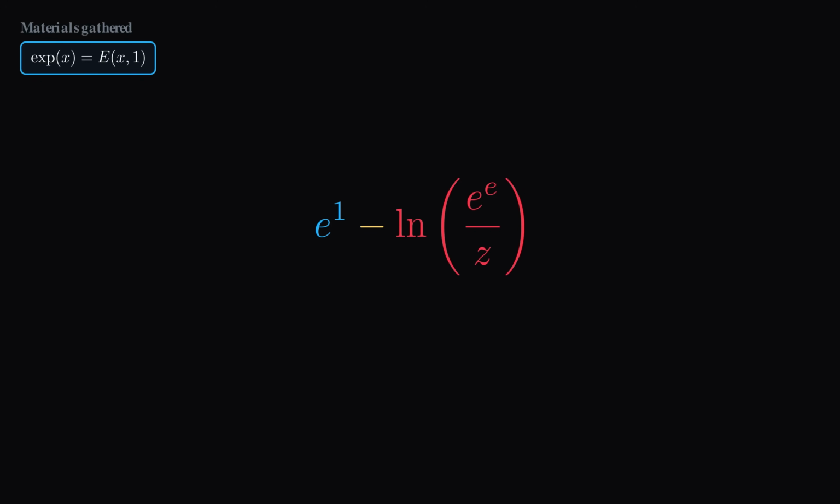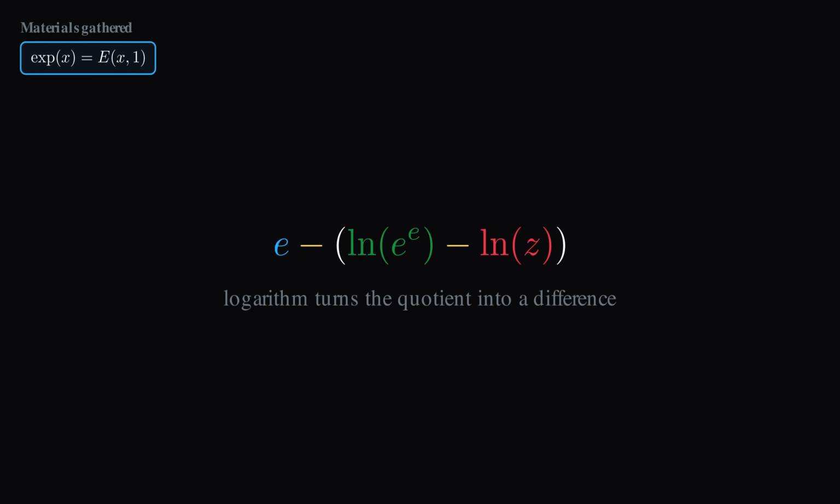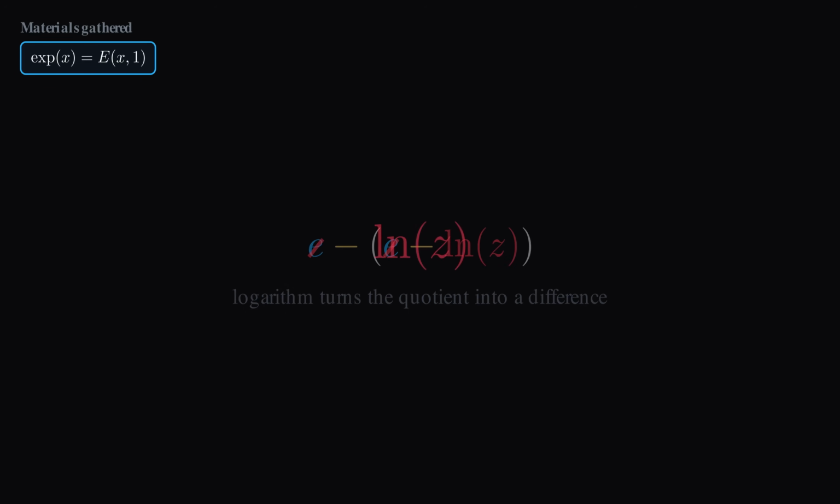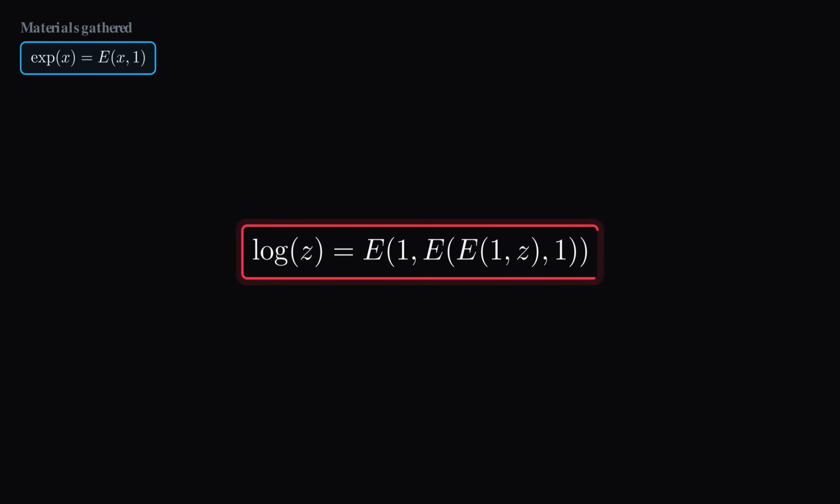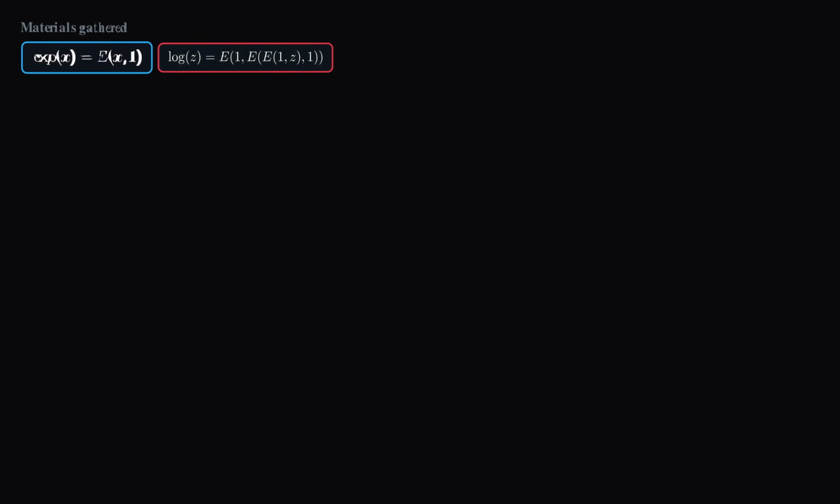Expanding the definition gives us this. And the logarithm of the quotient splits apart. And so, beautifully, the entire expression, which we've already significantly reduced, can actually become even simpler. The two e's cancel, the double negative flips, and the result is simply the natural log of z. And now we have two very foundational materials. We have both exponentials and logarithms made only from EML and a single constant.